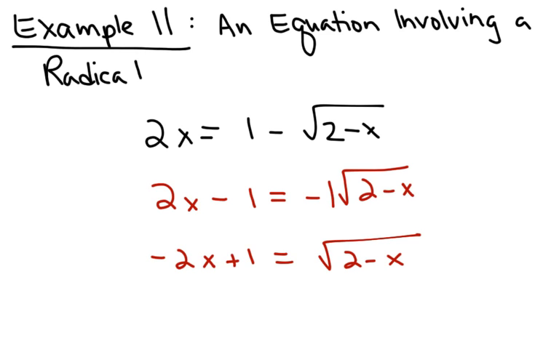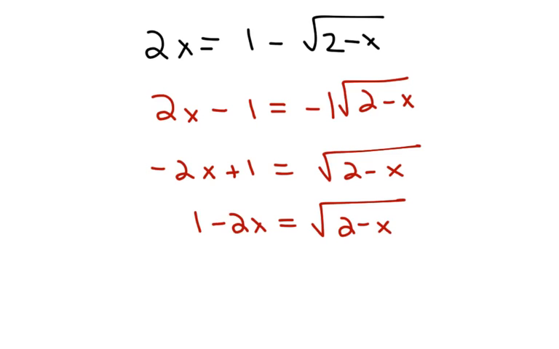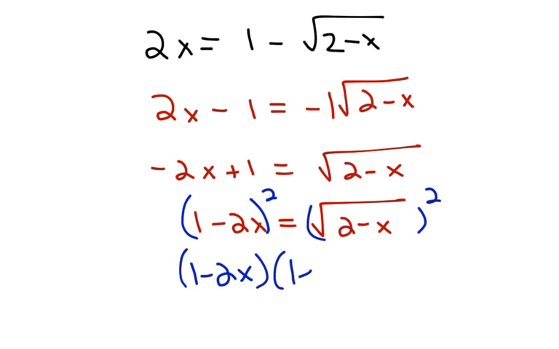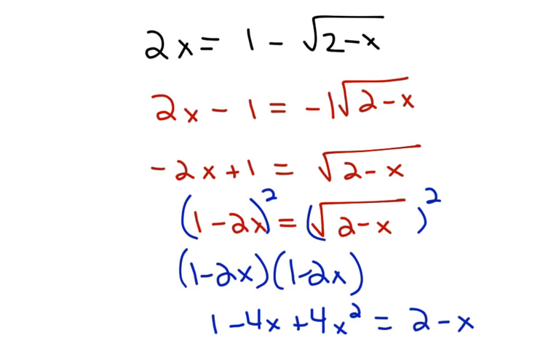If you don't like negative 2x plus 1, you can write that as 1 minus 2x. That might make it look a little bit nicer. Once you've isolated the radical, we get rid of square roots by squaring both sides. But you have to be careful. You have to square the side, not each individual term. So on the left-hand side, you're really doing this. When you FOIL it, you'll get 1 minus 4x plus 4x squared. And when you square a square root, they go away.